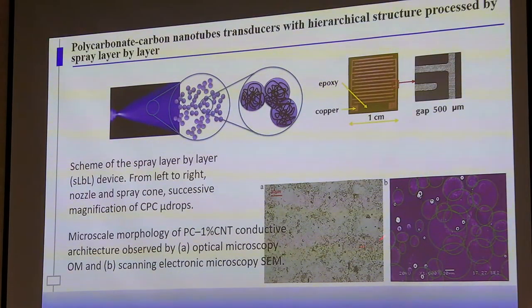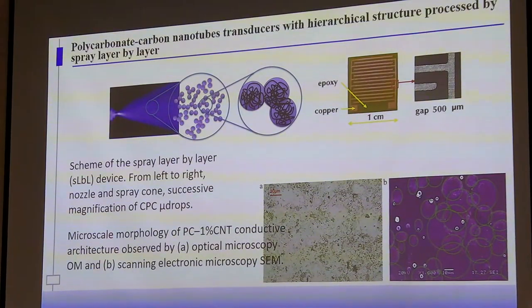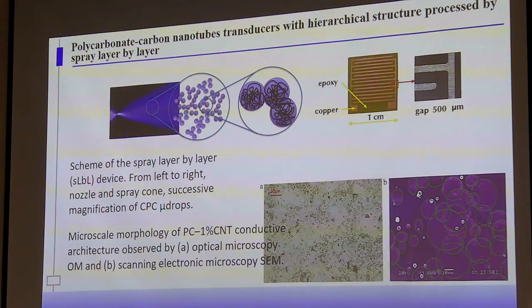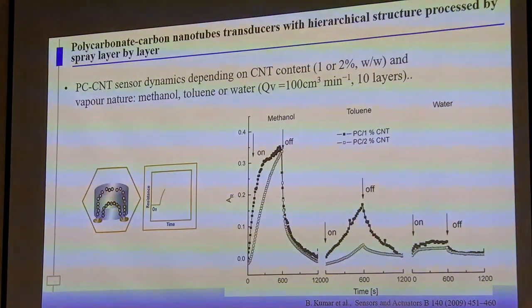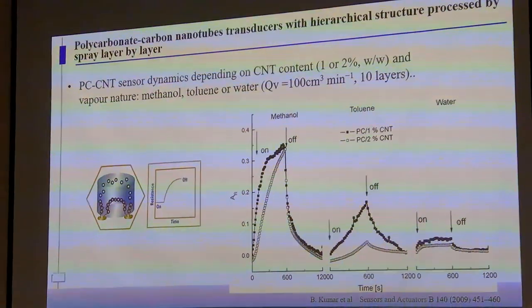And these are simple optical microscopy images of these droplets, how they look on the electrode. So in this case, we have used polycarbonate with 1% CNT or 2% CNT. And then we examined these PC 1% CNT and PC 2% CNT for different molecules here: methanol, toluene, and water. I just want to confirm that when we have the polymer carbon nanotube composite material, the sensitivity is defined by the interaction of the polymer with the analyte, not the interaction of carbon nanotube and analyte. And that you can figure out easily.